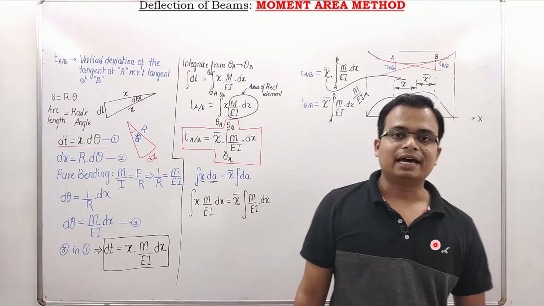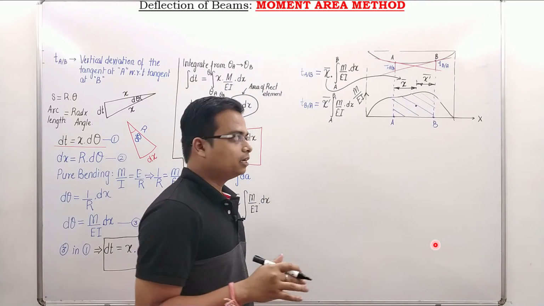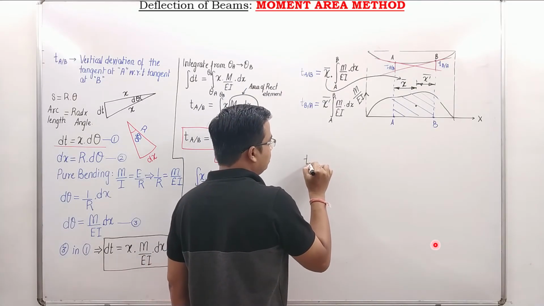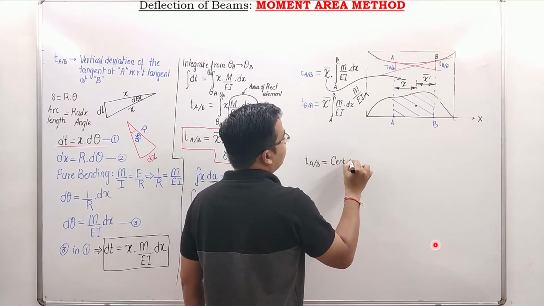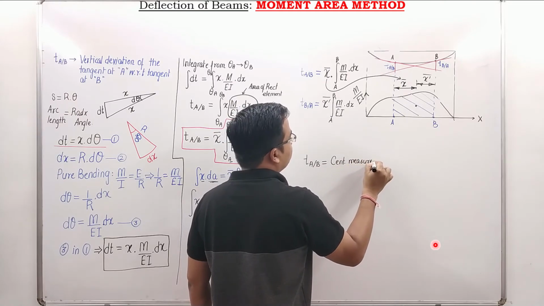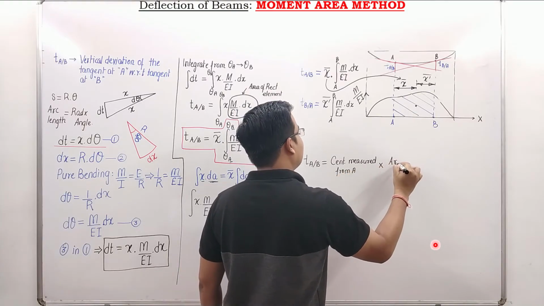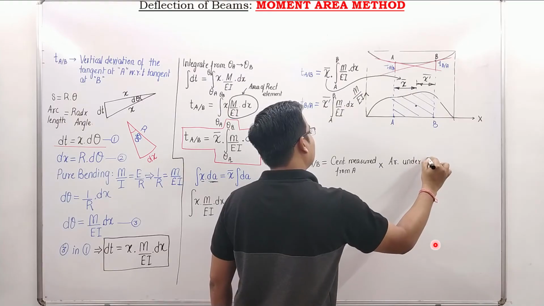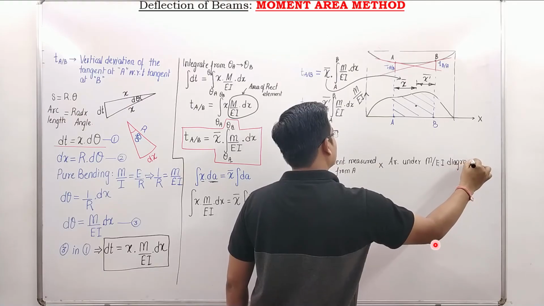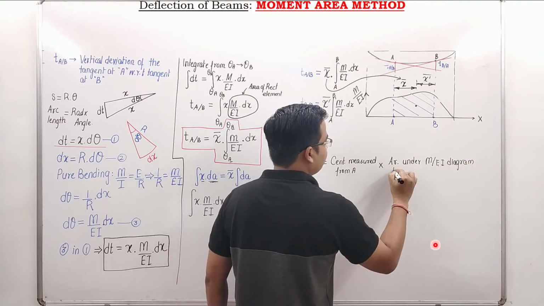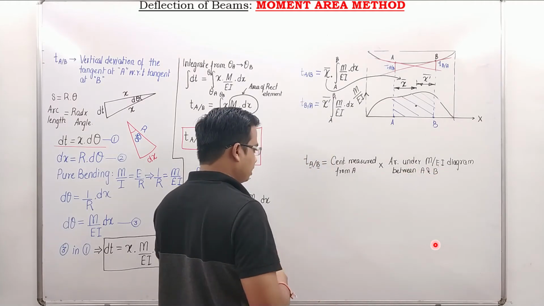That's it. This is the entire idea of calculating the vertical deviation at any point on the elastic curve. To sum it up, you can write it like this. T A to B is equal to what? Write this formula. This is going to be super awesome. Centroid measured from A multiplied by the area under the M over EI diagram between points A and B.